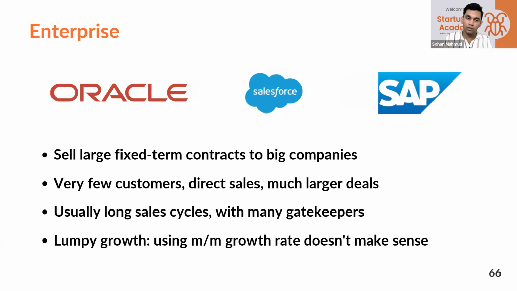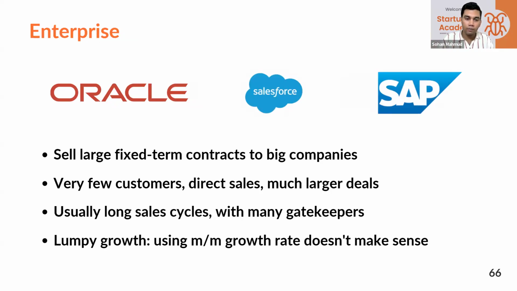And there's enterprise. This doesn't come in one day. These are companies that are built after decades. Oracle, Salesforce, SAP. They don't have general customers like us. We don't directly get service from Oracle, but we use some products of Oracle. For example, if you use the Java programming language, that is part of Oracle. These are the enterprises that sell large fixed-term contracts to big companies. So their customers are big companies.